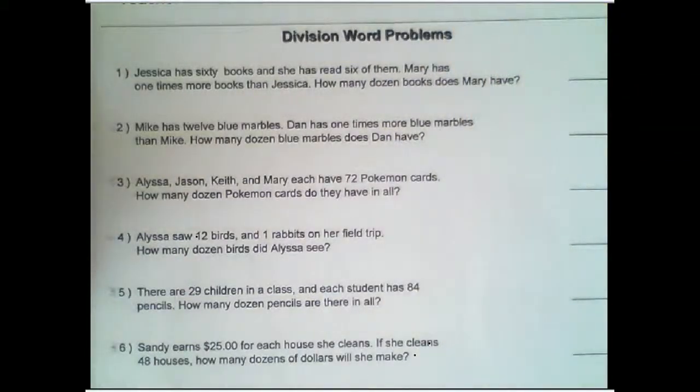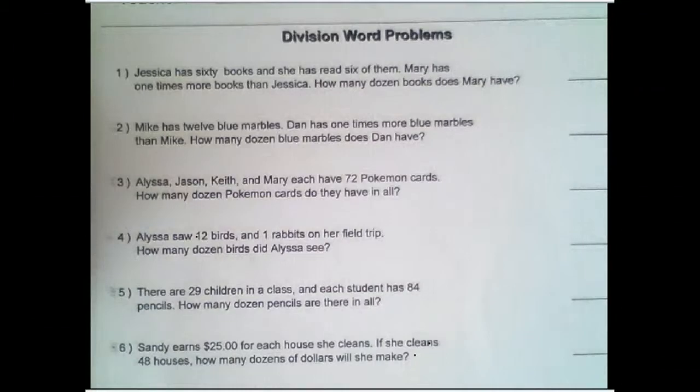Let's look at the first problem under division word problems. It says Jessica has 60 books and she's read 6 of them. Mary has 1 times more books than Jessica. How many dozen books does Mary have? When you talk about 1 time more, it's just the same number. I don't know why they put it like that. But we're looking at how many dozens of books Mary has.